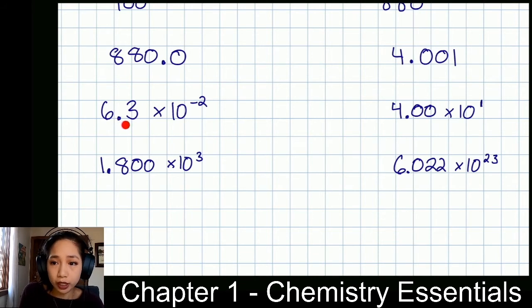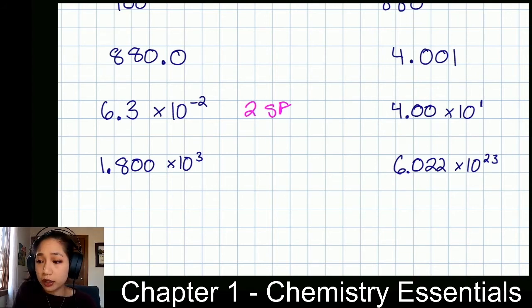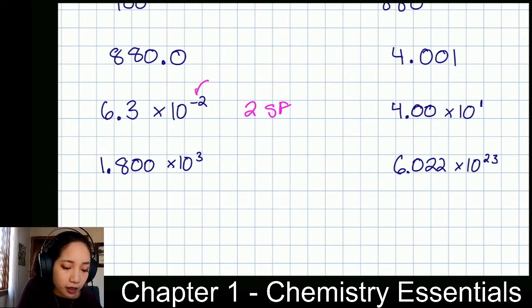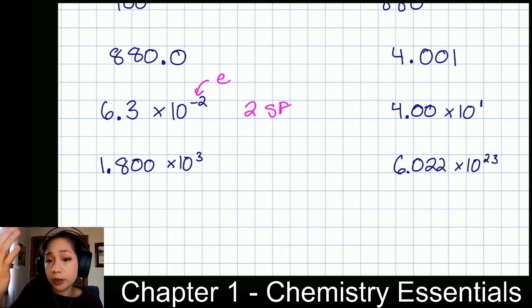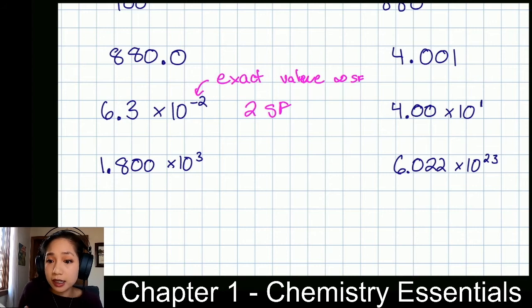So 6.3 has 2 sig figs. You can just ignore the exponent. The exponent only tells you how large the number is, so you can think of that as an exact value. We've talked about exact values before, and we say exact values have an infinite number of sig figs. So you can think of our b exponent as an exact value with infinite sig figs. So we're only ever limited in sig figs by those contained within the coefficient.